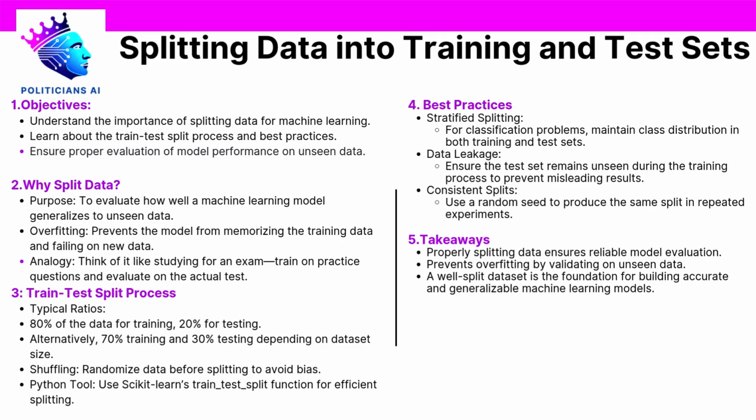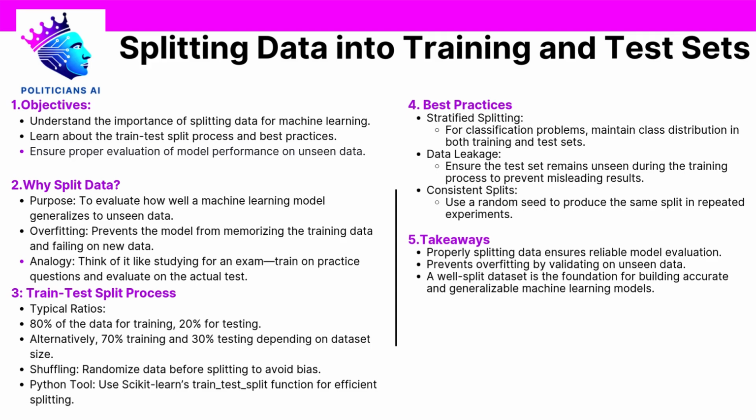Finally, to ensure consistency, especially when experimenting with different models or parameters, you can use a random seed. A random seed ensures that the split remains the same every time you run the code. This is particularly helpful when comparing results across multiple runs.